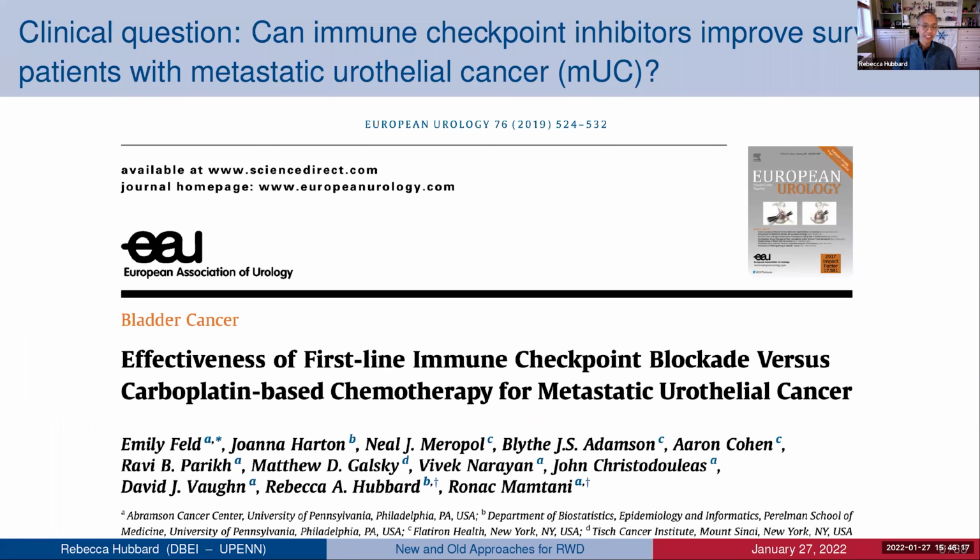So the clinical question that motivated the work that I'm going to present today was, can immune checkpoint inhibitors, which throughout the talk I'm going to call immunotherapy, improve survival in patients with metastatic urothelial cancer? So this was a question that came from collaborators of mine in oncology and that we ultimately published in this paper in European Urology. This was a real-world clinical question that the urologic oncologists were faced with, and they were interested in answering it using EHR data.